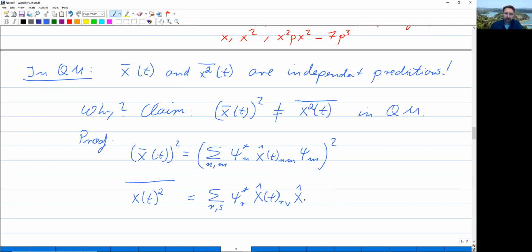Okay, and then it's vs, no, of t, and then vs, and then psi s. Okay, that's the prediction for x squared. And you see, those two expressions are generally not the same. There is no reason why they would be the same.